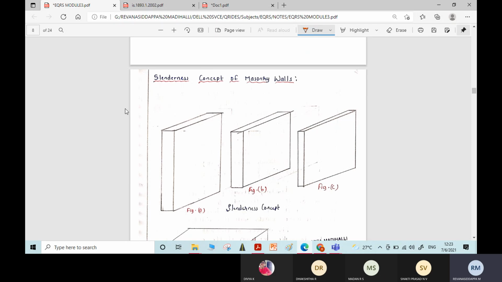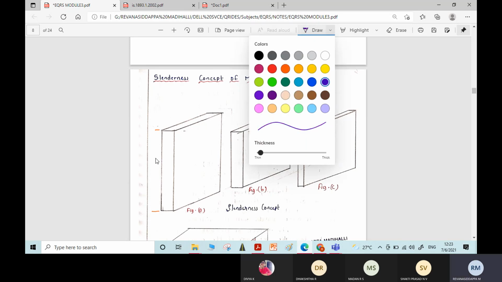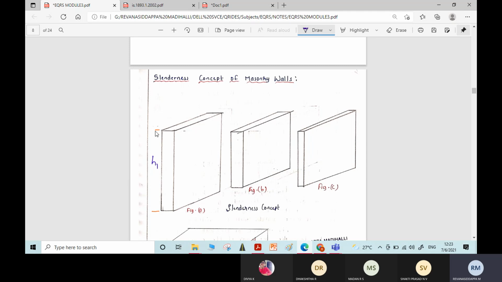If you compare the height of the wall H1 in figure A to that of the figure B wall, that is H2, which height is more? The height of wall 1, that is figure A, is more. But when you take the thickness of the wall, the thickness is the same. You can just judge by referring to the figure.